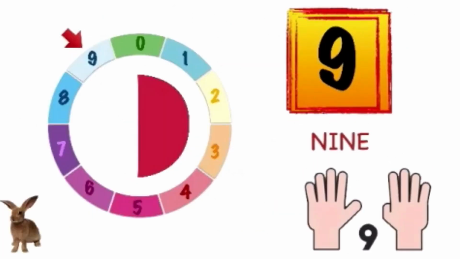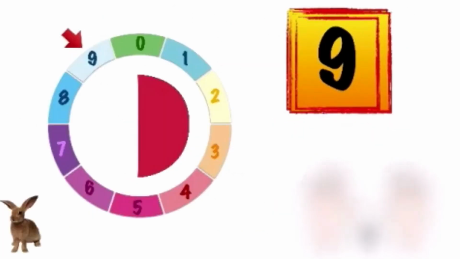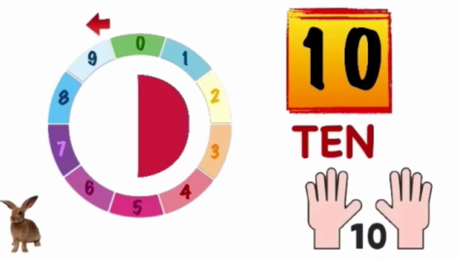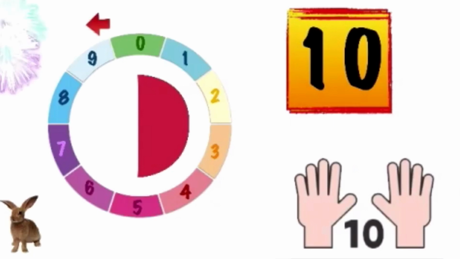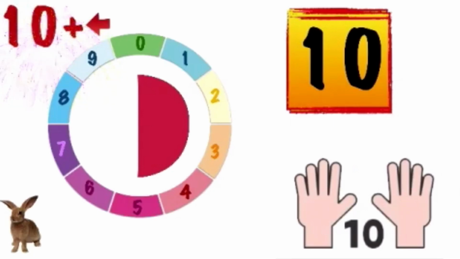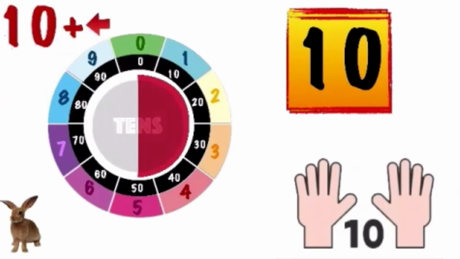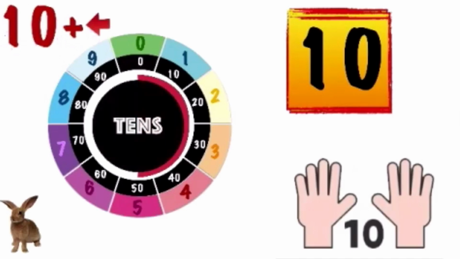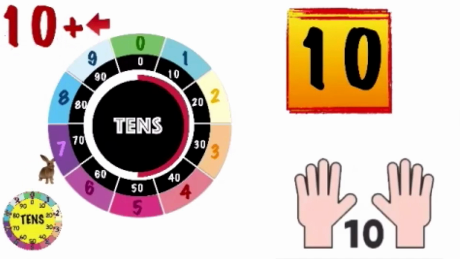9 is 4 fingers past 5, and then we go to 10. And it's all 10 fingers. A wheel is complete, and our hands and fingers are complete. And we could also do another wheel for the tens. And down there we can show our tens with the bunny, and he jumps from 0 to 1.